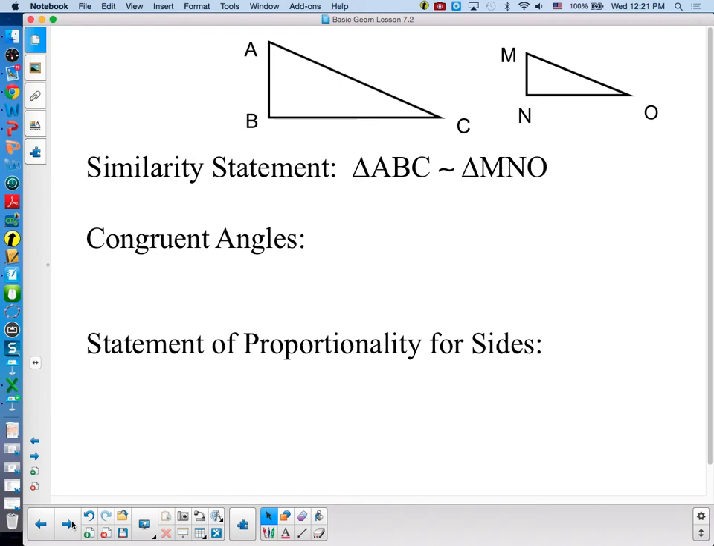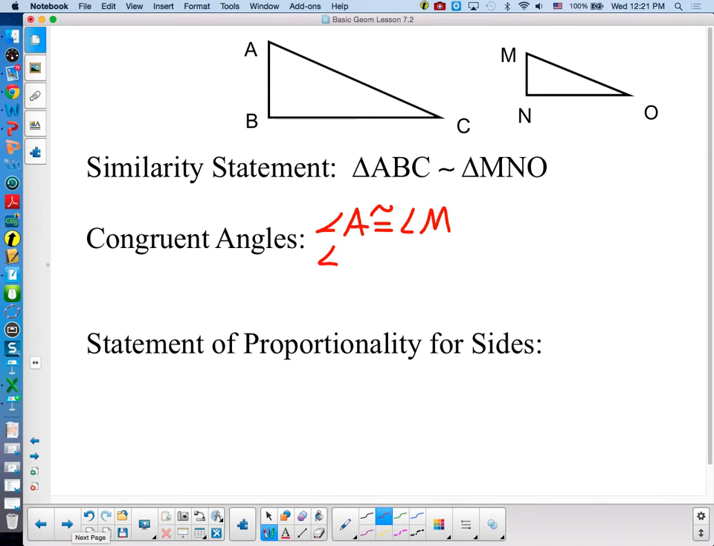So what angles would be congruent? It's not that they're similar, they're actually the same. So the angles that would be the same, Lizzie? Okay, angle A is going to be actually congruent to angle M. Angle B is congruent to angle N. And angle C is congruent to angle O. And notice I did use the congruent symbols. Because to be similar, they have to have the same angles.